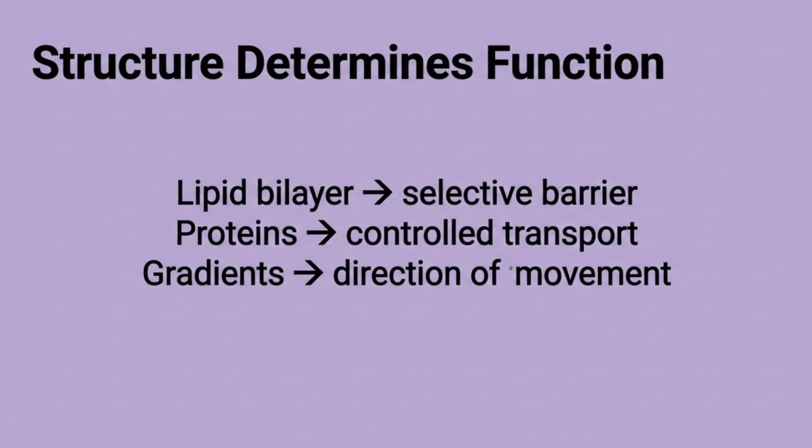The plasma membrane structure determines how substances move. The lipid bilayer forms a selective barrier. Embedded proteins provide controlled pathways. Concentration gradients determine direction. Together, these mechanisms allow cells to maintain internal balance.